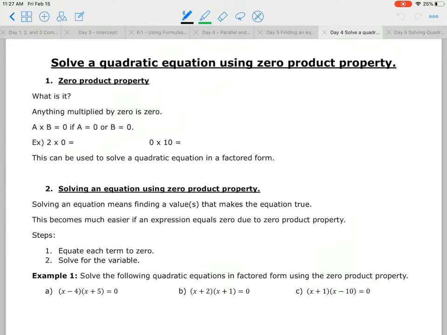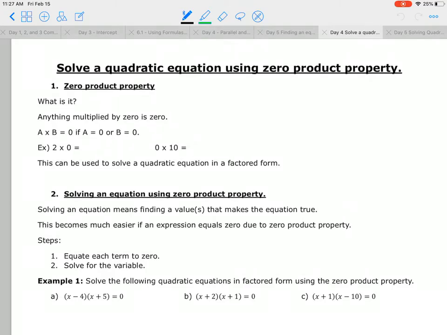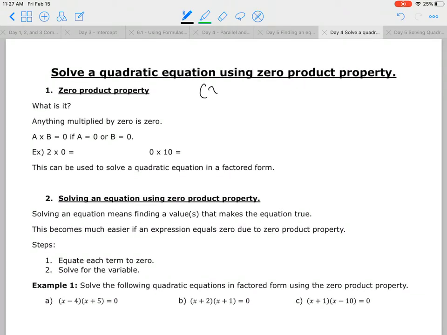So in this lesson, we're going to learn about something called the zero product property. Basically, this was taught and introduced to you in the last unit. Hopefully remember that. Hopefully remember how to find the x-intercept from, let's say, a factored form looking like this, right? That's what we're going to do again.